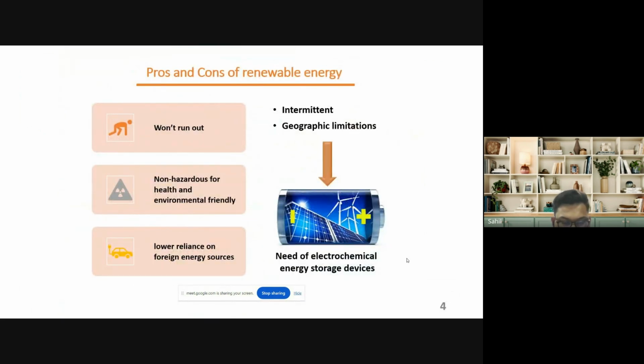Here are the pros and cons associated with renewable energy. The pro is that it is eco-friendly, reducing reliance on fossil fuels. The cons are high initial cost, and solar and wind energy are weather dependent and may not provide consistent power, plus geographical limits. To overcome these limits, we need electrochemical energy devices to store the energy.